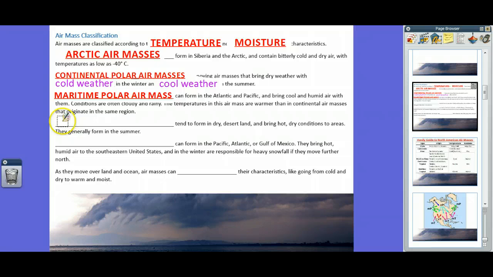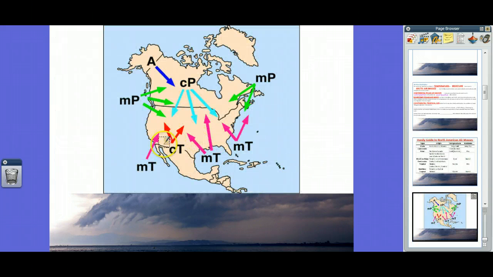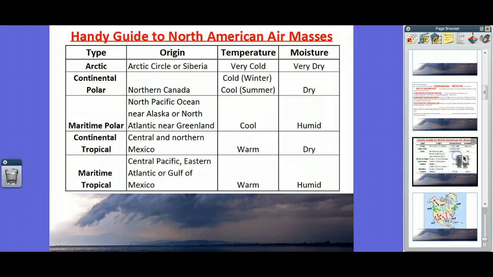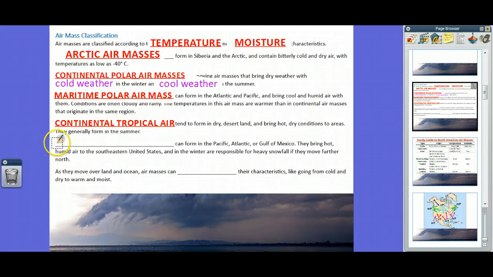Now, when we talk about the polar air masses, what we're going to talk about next are the tropical air masses. The continental tropical tends to form in dry desert land and bring hot, dry conditions to areas. They generally form in the summer, particularly in northern Mexico, and they'll push into the Rockies. Very rarely will Louisiana get this, and that's usually when we get our warmest temperatures. So that's in central and northern Mexico. It's warm and dry. And finally, the one that you saw is the maritime tropical air mass.